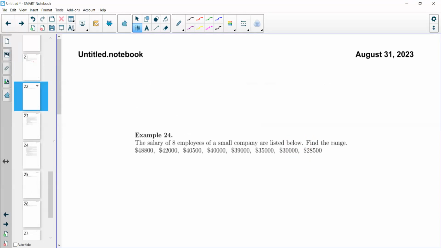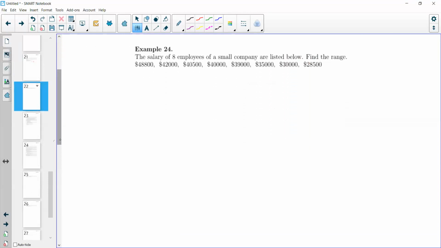I think we have another one, yeah. So we'll go back to our 8 employees. What's our range here? Well, you take the maximum amount, subtract the minimum amount, and what we get? 20,300. That's the range of salaries for those 8 employees. Any questions on this? So we covered median, mode, and range.